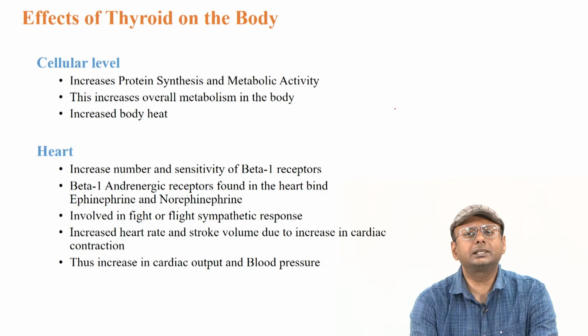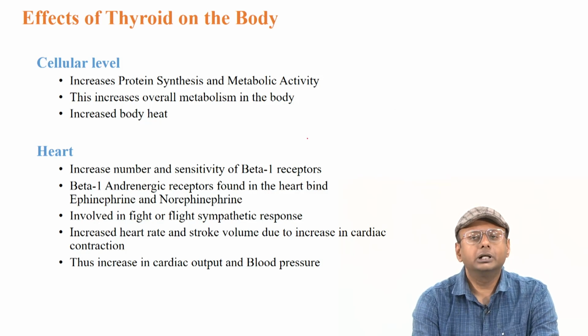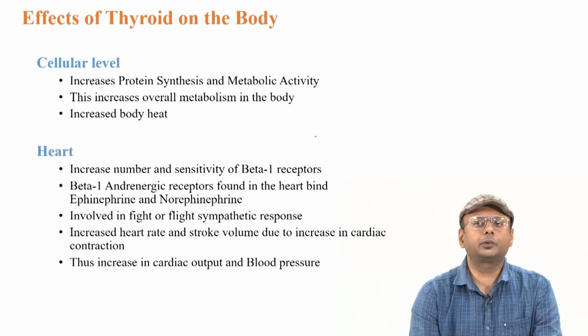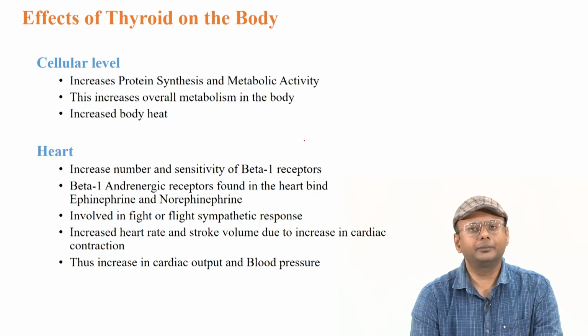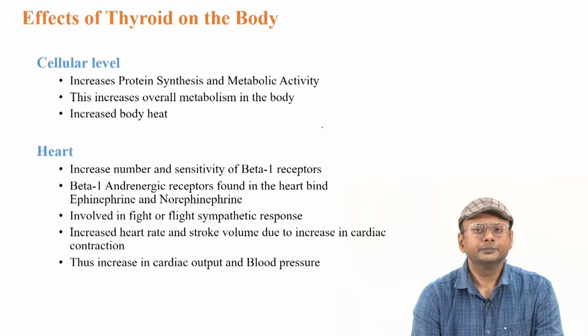Now let us briefly discuss the different effects of thyroid hormones in our body. At the cellular level, basically it increases the protein synthesis and metabolic activity, and that is why we say thyroid hormones are highly important for our metabolic activity. In this way it increases the overall metabolism, and as you know, once the metabolism is increased, it produces heat, because, as we mentioned in the ion transport class, it stimulates the sodium glucose pathway and other metabolic pathways, which further stimulates ATP production. So overall it generates a lot of heat.